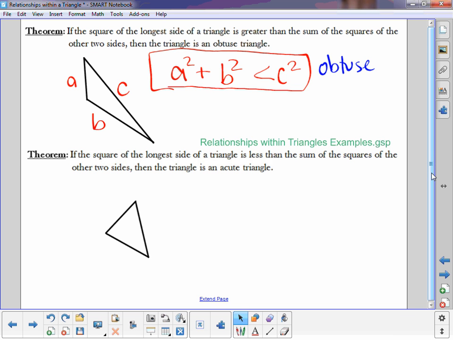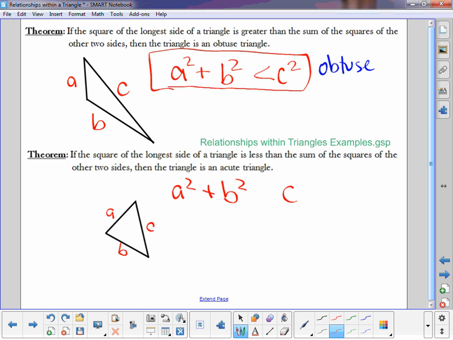Now this is a little different for acute triangles. Again, I'm going to let C represent my longest side, and A and B are my other sides. For an acute triangle, so again, right triangle, it's equal. Obtuse triangle, my C squared is bigger. For acute triangle, what do you think it has to be? Right, my C squared is less than. And again, this is for acute triangle.